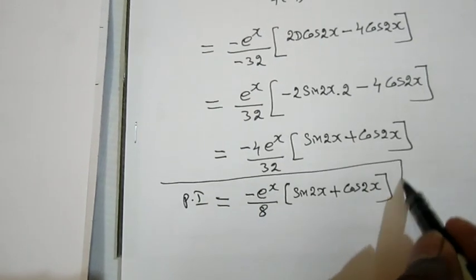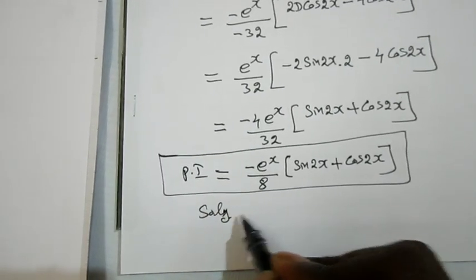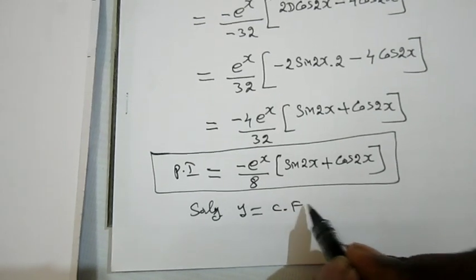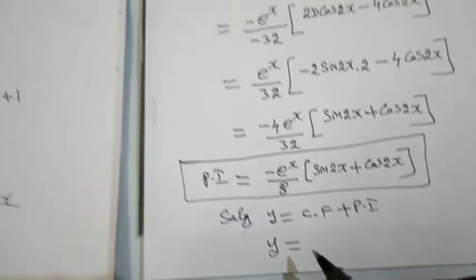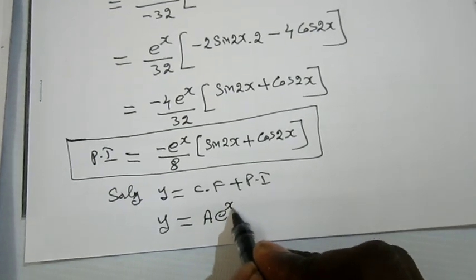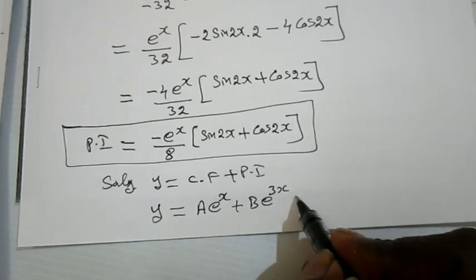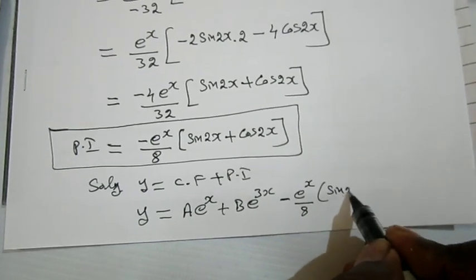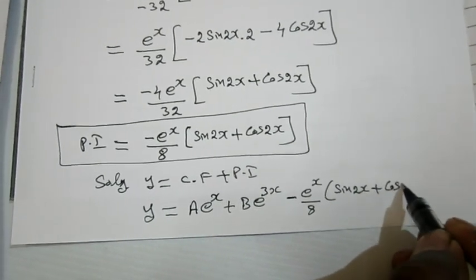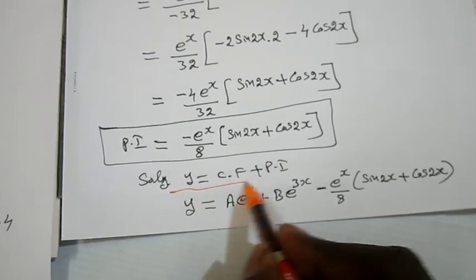Already we know the solution of the differential equation is the complementary function plus the particular integral. So the solution is y equals CF plus PI. Finally y is equal to CF, which we already found as a into e power x plus b into e power 3x, and the particular integral, minus e power x by 8 into (sin 2x plus cos 2x). So this is the solution of the given differential equation.